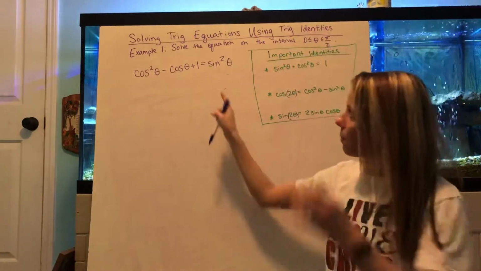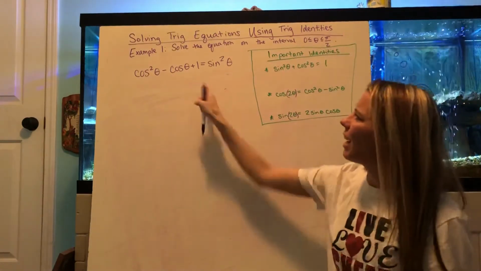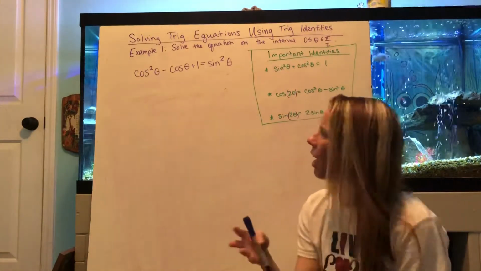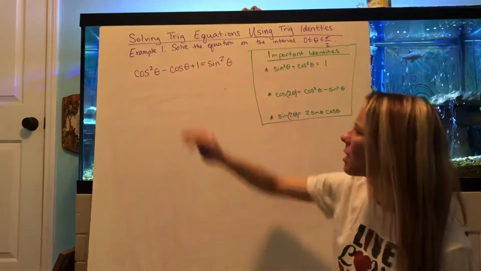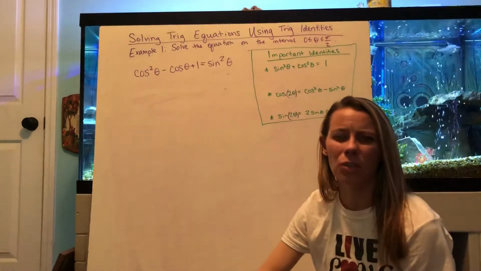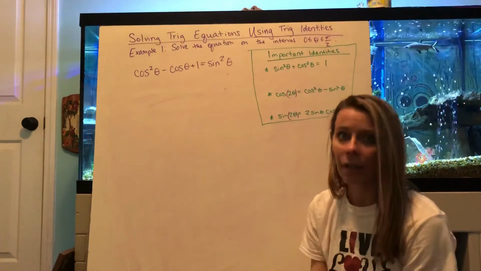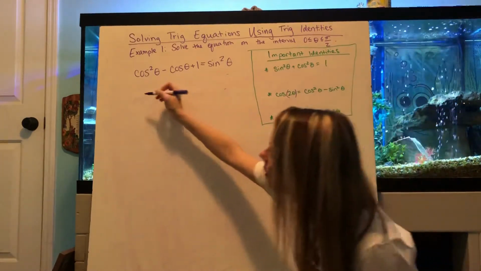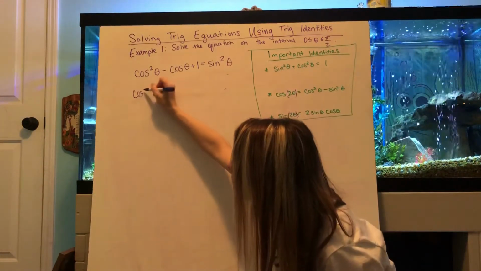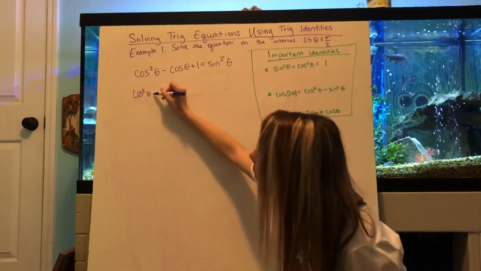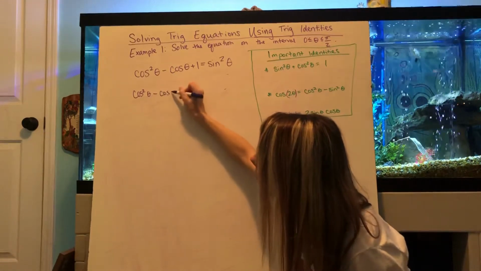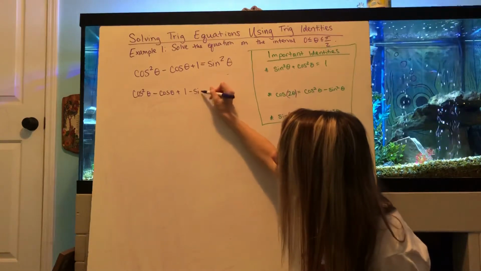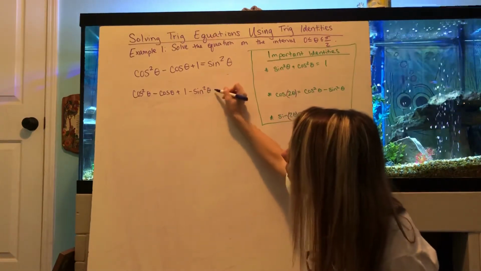So if I'm looking up here, I want to get everything into terms of cosine, because having a sine and a cosine makes it really difficult to factor or solve or do anything with it. So I'm going to subtract sine squared to this side. So I have cosine squared theta minus cosine theta plus 1 minus sine squared theta.